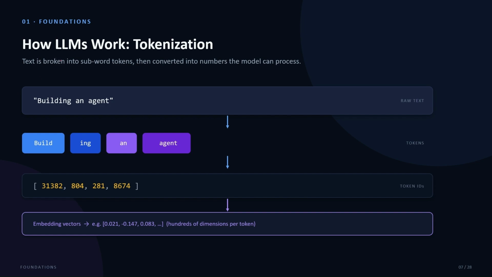Before any neural network magic can happen, text has to become numbers. That's tokenization. Here we take the phrase "building an agent" and break it into subword tokens. Notice "building" is split into "build" and "ing." Models don't tokenize whole words. They use subword units so they can represent any word, including ones never seen during training, made-up words, or code identifiers, by combining small pieces. Each of these tokens maps to a fixed integer ID from the model's vocabulary, essentially a lookup table with tens of thousands of entries.